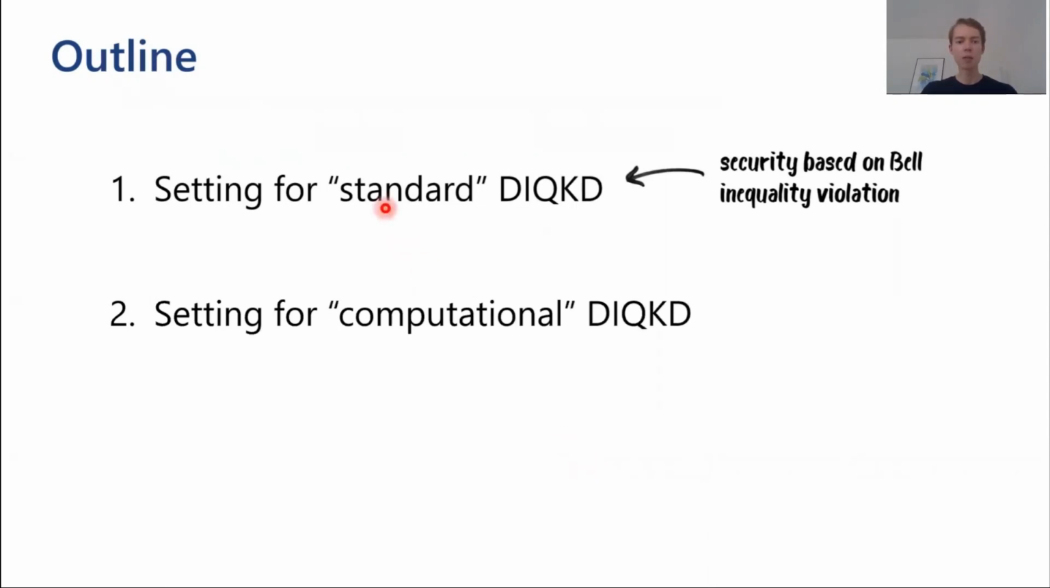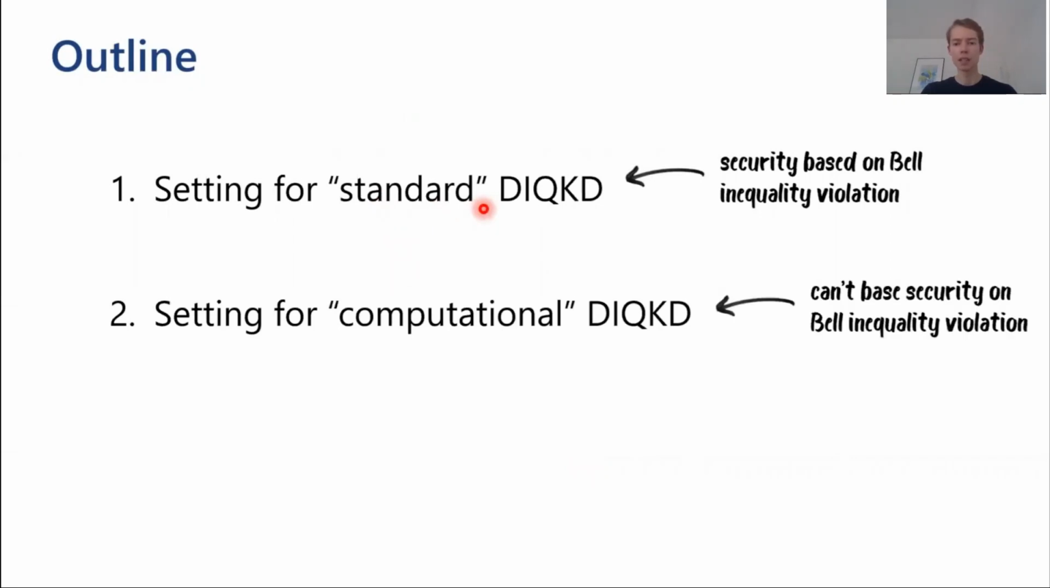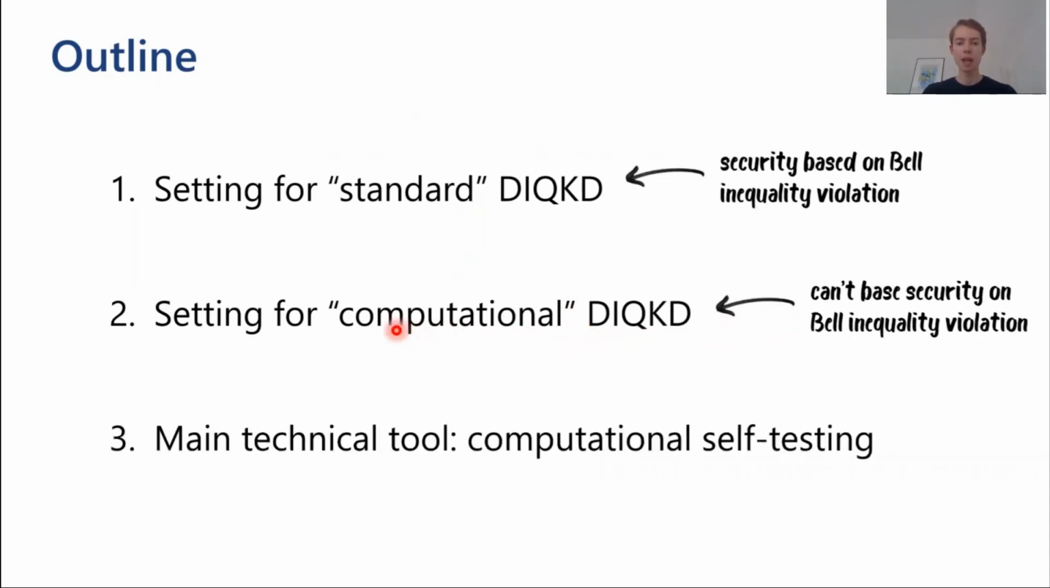In this setting, we've removed one assumption from the standard setting, which means we can't base security on a Bell inequality violation. So we will need something that replaces this Bell inequality violation, and this will use a new assumption that we introduce here, which is a computational assumption. And the main technical tool underlying this is what we call computational self-testing, and you can really think of this as being what replaces a Bell inequality violation. Okay, so we'll get into much more detail about these two points later on.